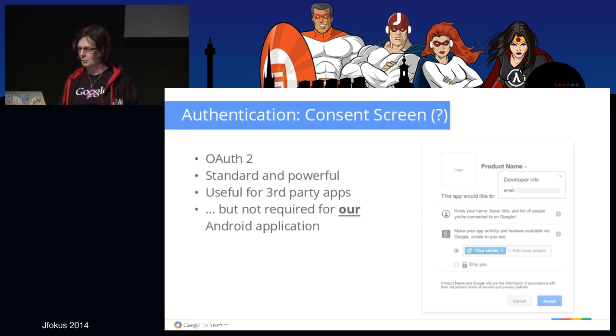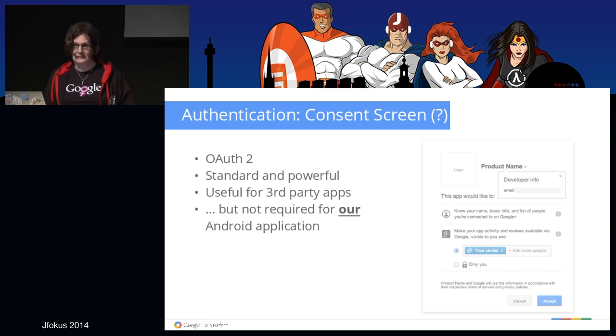But there is one little problem. We get this OAuth 2 consent screen. OAuth 2 always has this consent screen. Whenever an application wants to do something on your behalf with an application, it wants you to say, yes, I'm okay with this. So it pops up this OAuth 2 consent screen. You can either accept or you can cancel. It's standard and it's very, very powerful. It's useful for third-party applications, but it's not useful for our Android application.